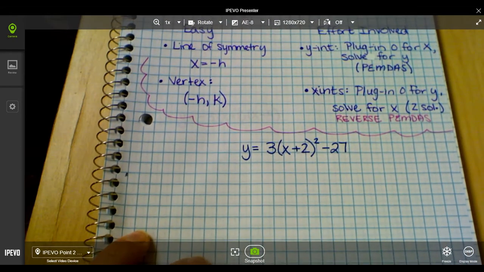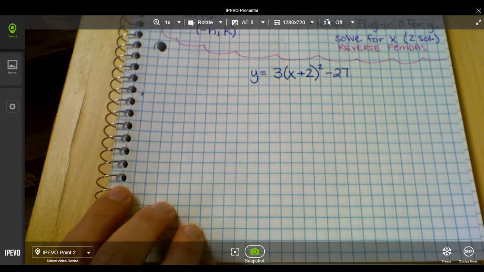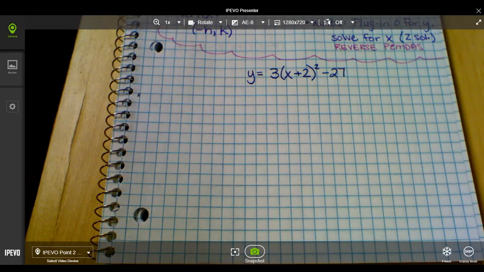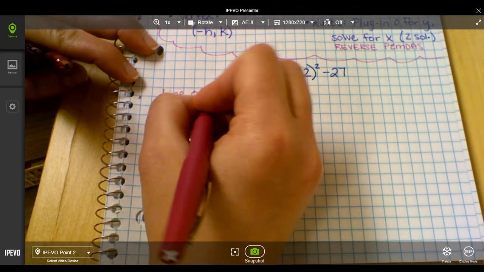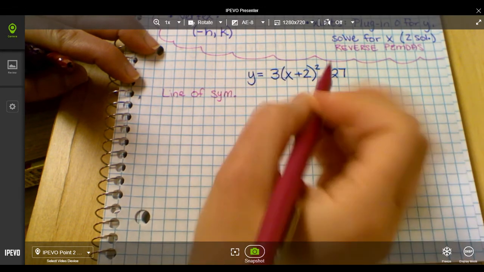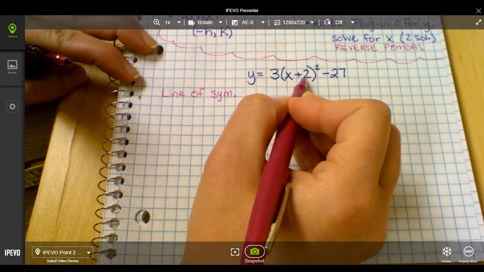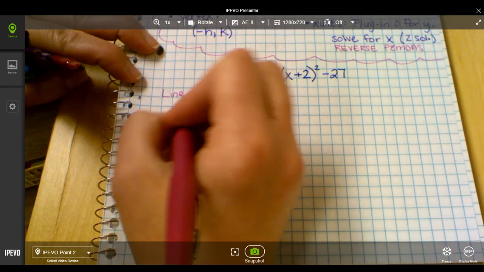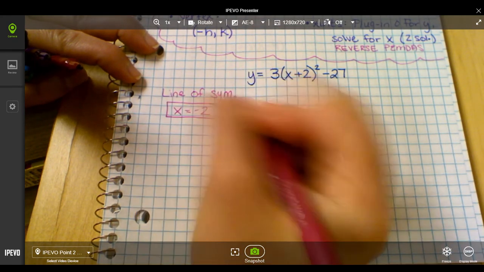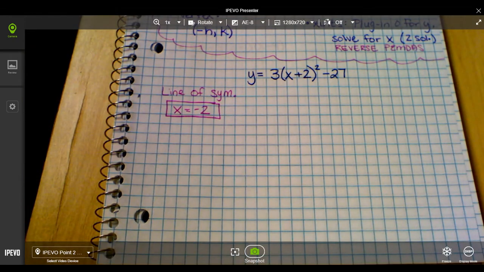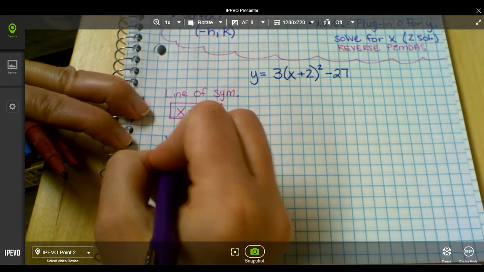Okay. So this is the problem that we're going to be working on. And let's just start with easy stuff. So if I am starting with my line of symmetry, I'm just going to abbreviate over there. I know it's the opposite of whatever number's inside there with the x. So x is going to equal, in this case, negative 2. Okay? And that's, again, the easy part. That part's done. All right, my vertex.